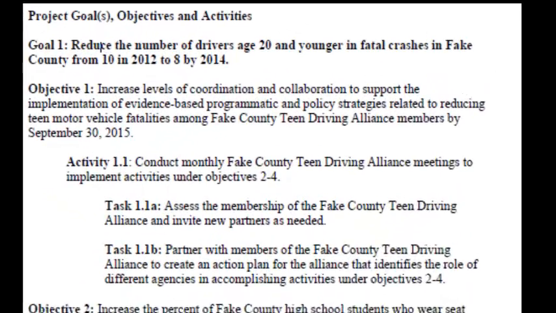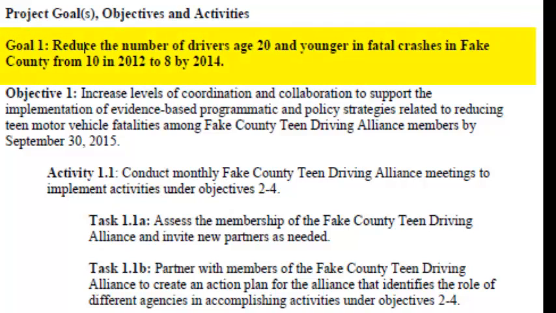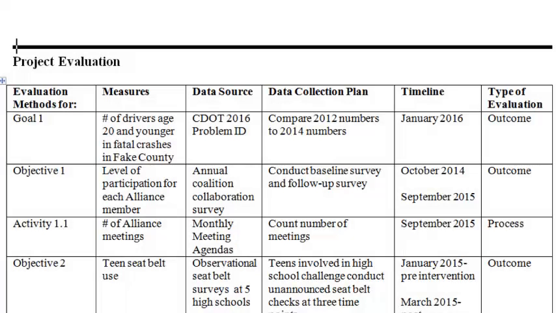So as you might remember, goal 1 is reduce the number of drivers aged 20 and younger in fatal crashes in Fake County from 10 in 2012 to 8 by 2014. Here you see that we have written our measure as the number of drivers aged 20 and younger in fatal crashes in Fake County. We're going to find that information in the CDOT 2016 problem ID, because that report will contain 2014 data. And then our plan is to look at that report and compare our 2012 numbers to our 2014 numbers.